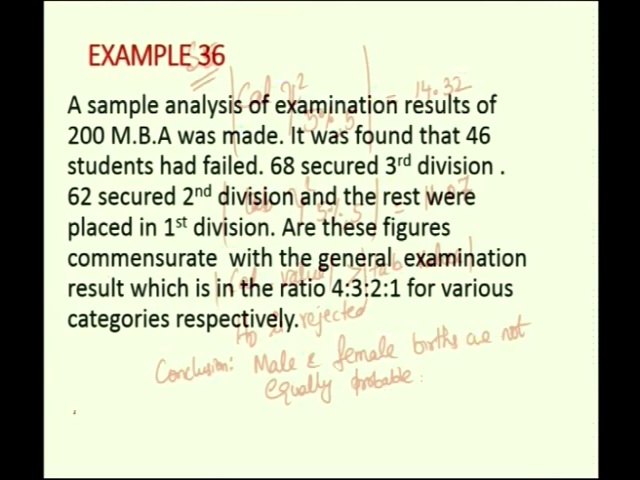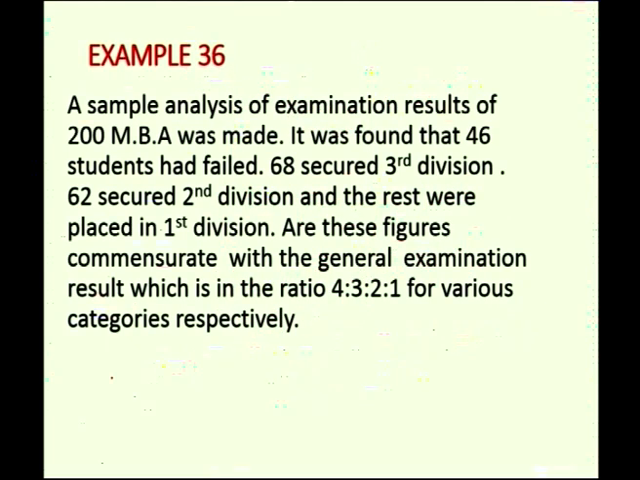Then the next type is: a sample analysis of examination results of 200 MBA students was made. It was found that 46 students had failed, that is the first category, and 68 secured third division, 62 secured second division and the rest were placed in first division. Are these figures commensurate with the general examination result, which is in the ratio 4:3:2:1 for various categories respectively?